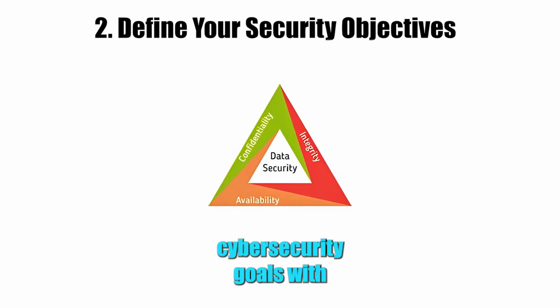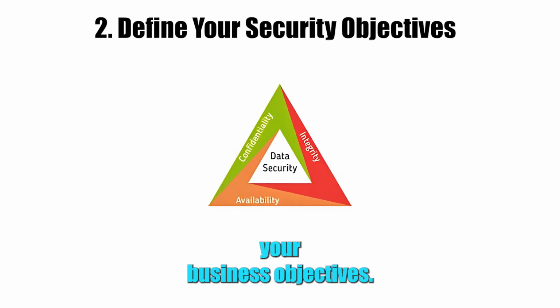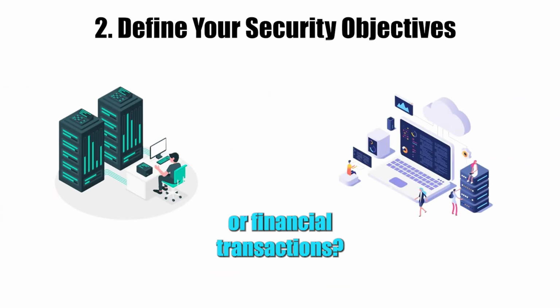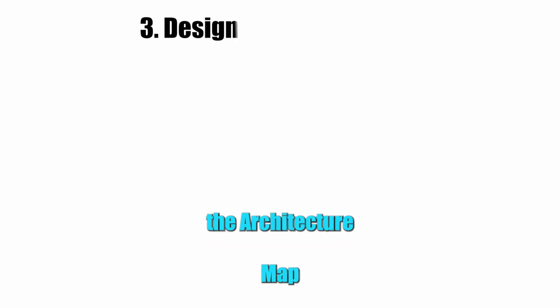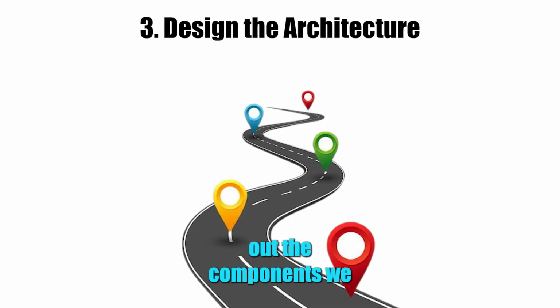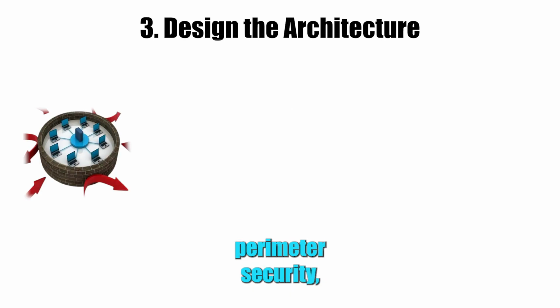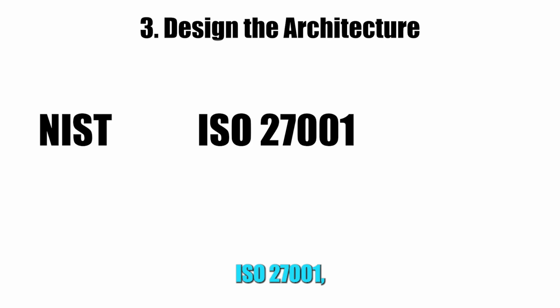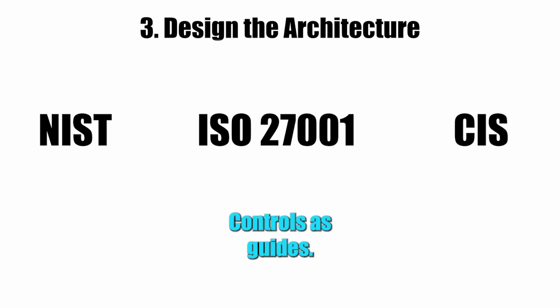Second, define your security objectives. Align your cybersecurity goals with your business objectives. Do you need to protect customer data, intellectual property, or financial transactions? Third, design the architecture. Map out the components we discussed earlier: perimeter security, endpoint protection, data security, etc. Use frameworks like NIST, ISO 27001, or CIS controls as guides.